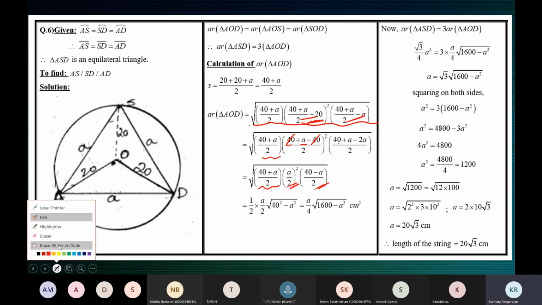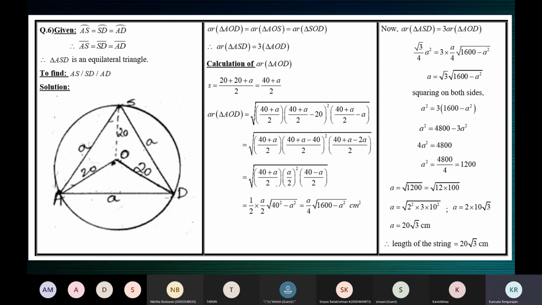Now if you look at the denominators, there is 1, 2 here. This is 2 square. Okay, let me tell you like this. A by 2 the whole square, right? So it's a by 2 into a by 2. So one of it will come out of the square root. A by 2 comes out of the square root. One a by 2 comes out of the square root.